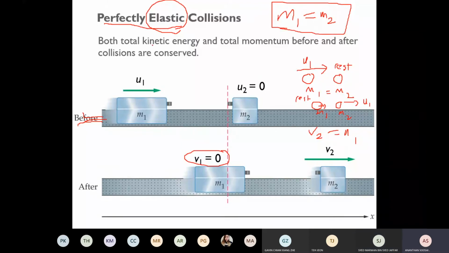So a perfectly elastic collision very rarely happens, only for air particles. Whenever a collision has sound or heat, it's an inelastic collision.